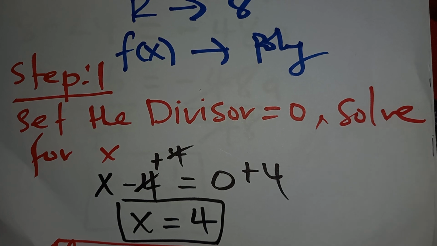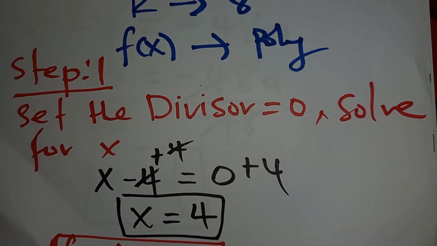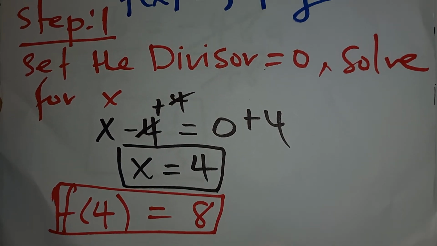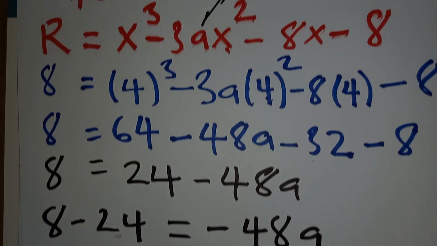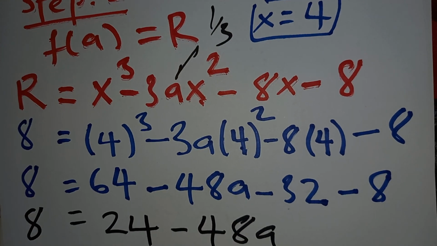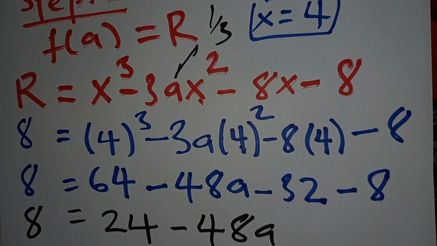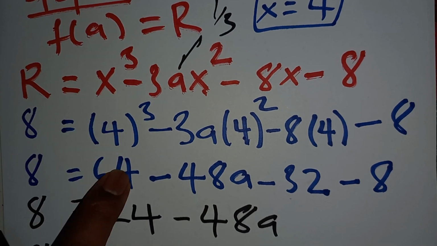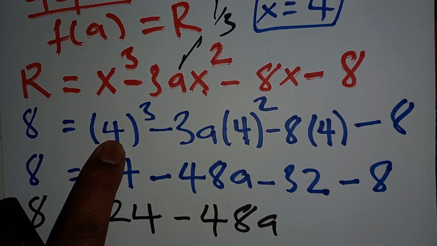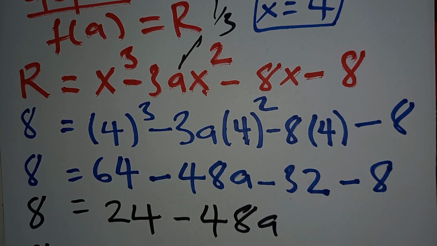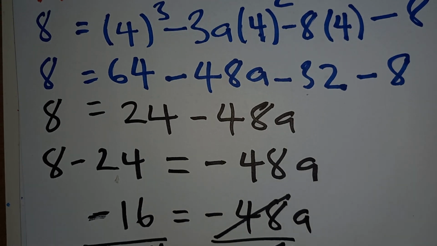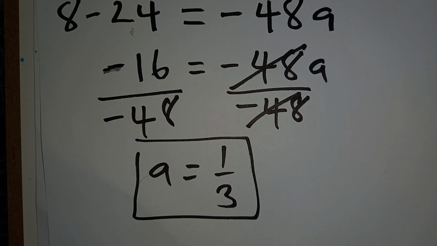Those are the steps. Step 1, we did this, and then we got x equal to 4. Then step 2, we know that f of a is equal to r. Then we know the value of r, and then in place of x we substitute our value of a, and then we algebraically solve for the value of a here that we are looking for, right? It comes to 1/3.